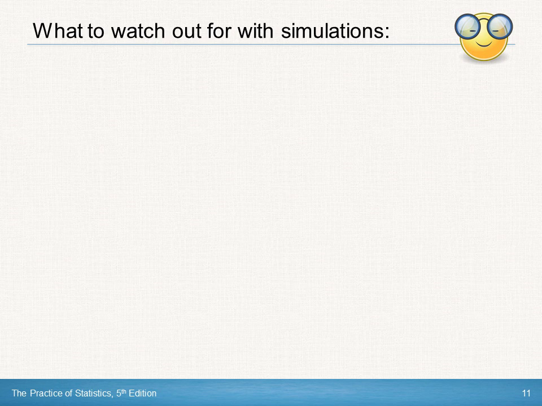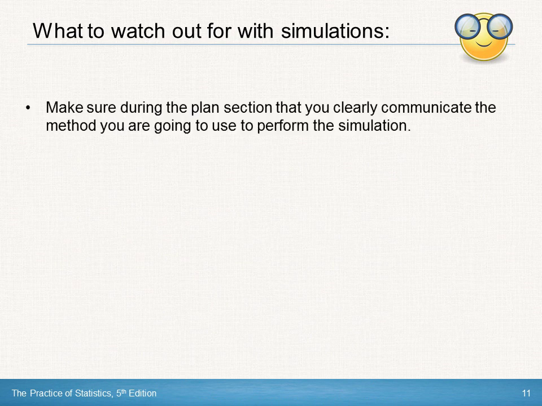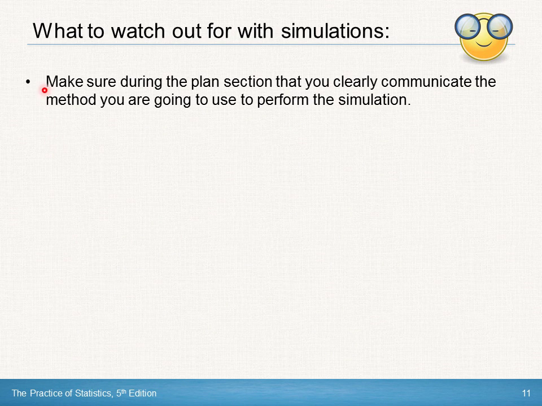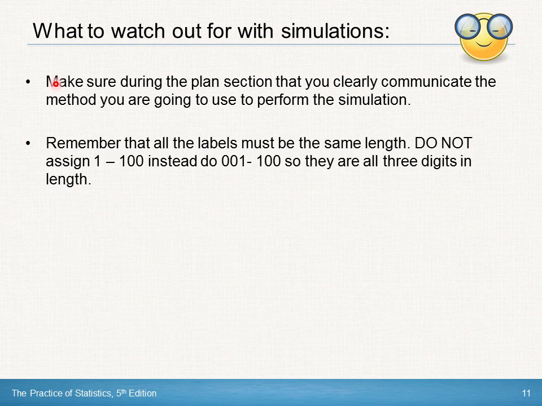Okay, what should I watch out for when I'm performing simulations? Number 1, make sure during the plan section that you clearly communicate the method you're going to use to perform the simulation. You should be able to hand your piece of paper to somebody else. They should read it, and they should be able to say, okay, I know how to carry out the simulation. If you hand me a graphing calculator or a random integer table, I'm ready to go.